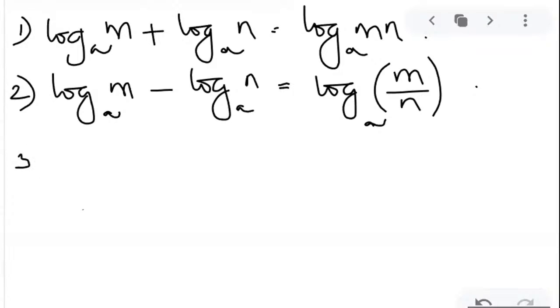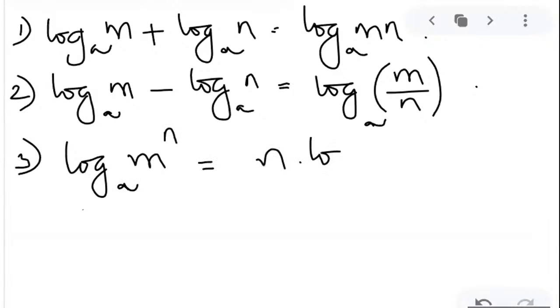The third one is kind of an important property in logarithms. Log m power n base a is equal to n into log m to the base a. This is what we use mostly to reduce the computation, because your power will come to your product, so you can easily solve a product rather than do power so many times, right?